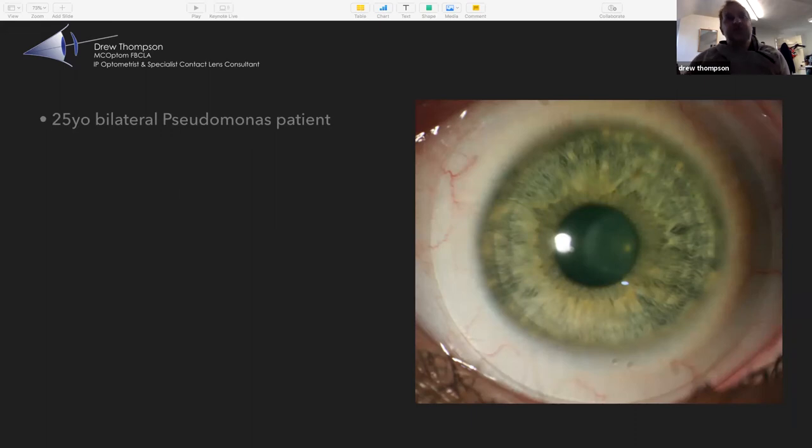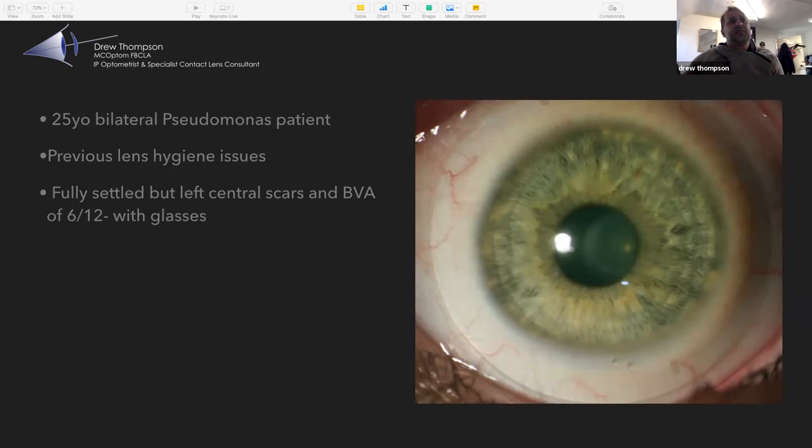This chap was a bilateral pseudomonas patient, a previous soft contact lens wearer. If you look at the picture there, obviously he's got a lens in his eye, but just centrally there, over most of his pupil, you can see a hazy patch. That's the pseudomonas scar. Again, I didn't think I'd get much out of him. He was 6/12 with glasses.